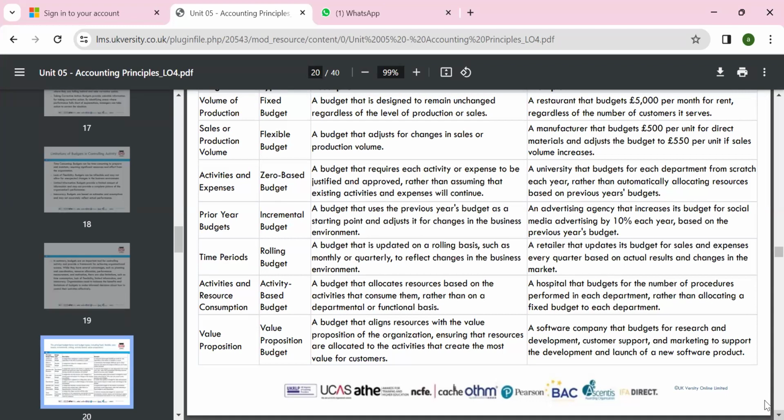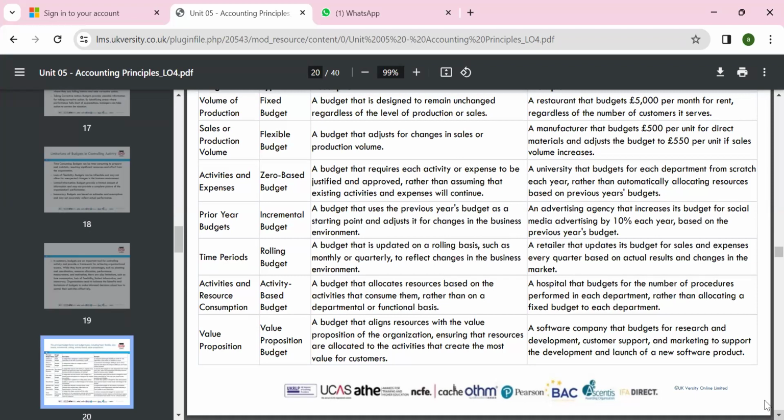Activity and resource consumption budget is also known as activity budget. This is the most important approach, which many businesses use nowadays. If your activities, your deliveries, increase, say you make a policy that we deliver next day, this means you have to send many more delivery lorries. That costs you more and you require more budget.